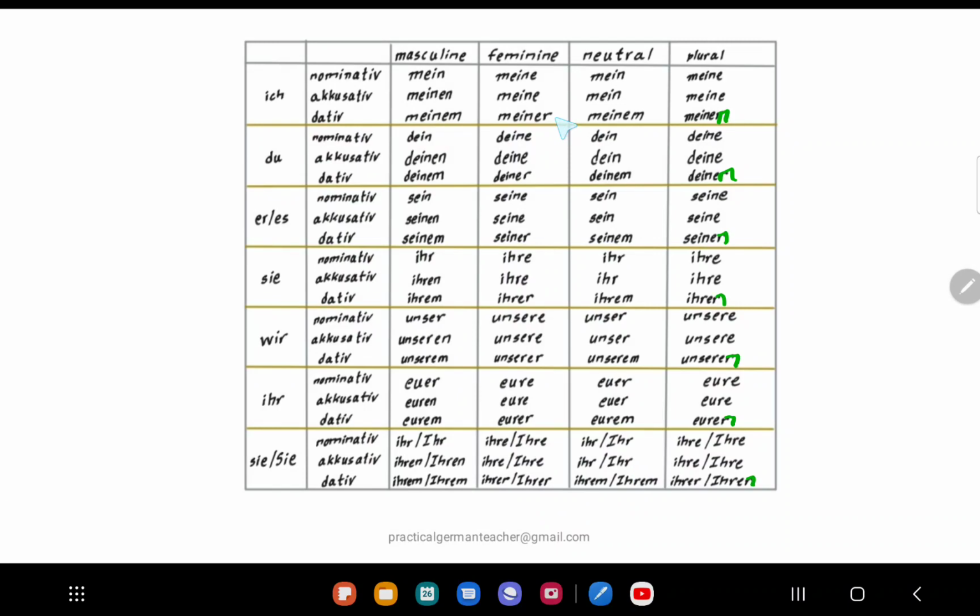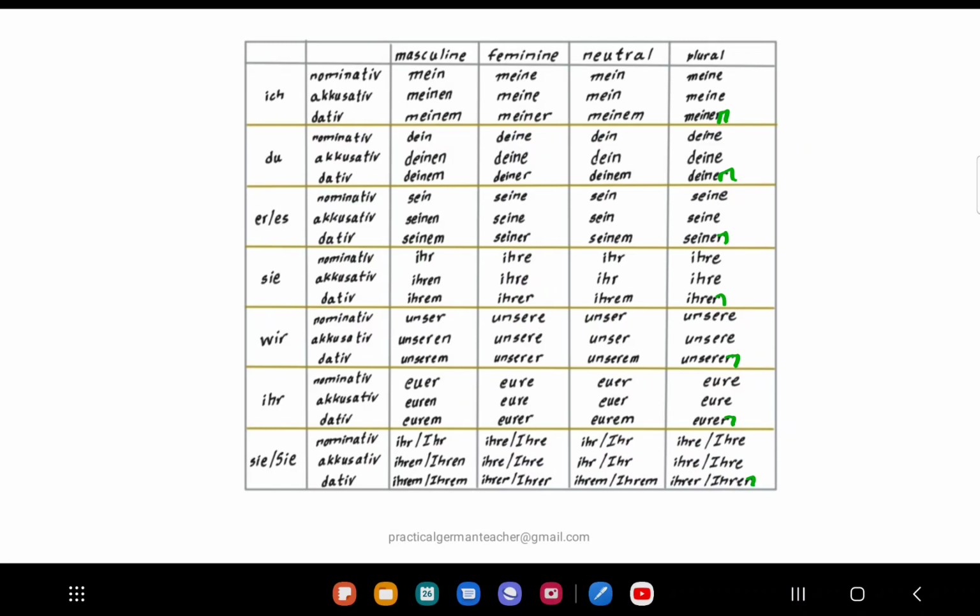Feminine, the ending will start sounding like air. So meiner, deiner, seiner, ihrer, unserer, eurer, ihrer. Again, later I will tell you not to emphasize the R, but for now, just so that you remember the rules, emphasize the R part, right? What about plural? It starts sounding like n at the end. So meinen, deinen, seinen, ihren, unseren, euren, ihren.